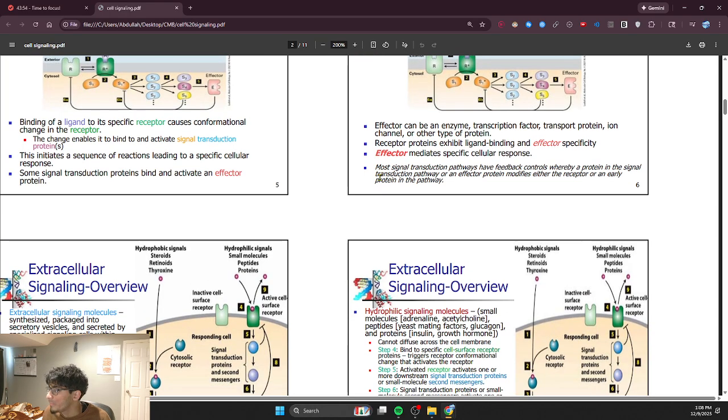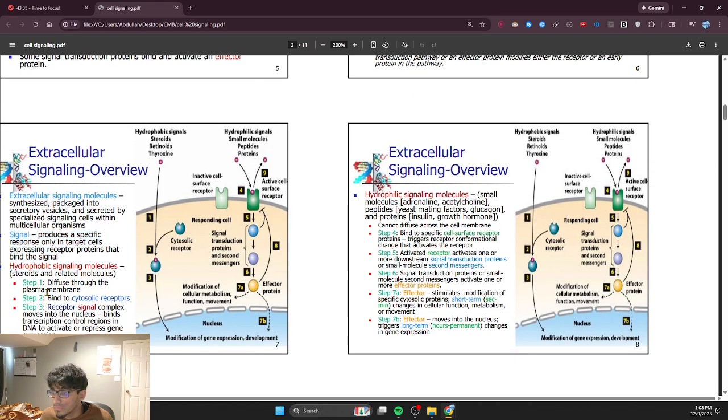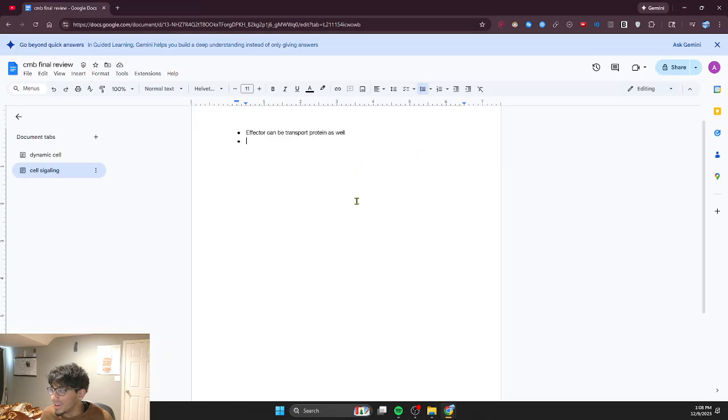Yep, I knew that. So the receptor protein is very specific to the ligand, and it controls a lot of the actual reaction. But the effector is the actual thing that mediates the cell response. I never remember this thing. Receptor. I never remember this word. Receptor signal complex.